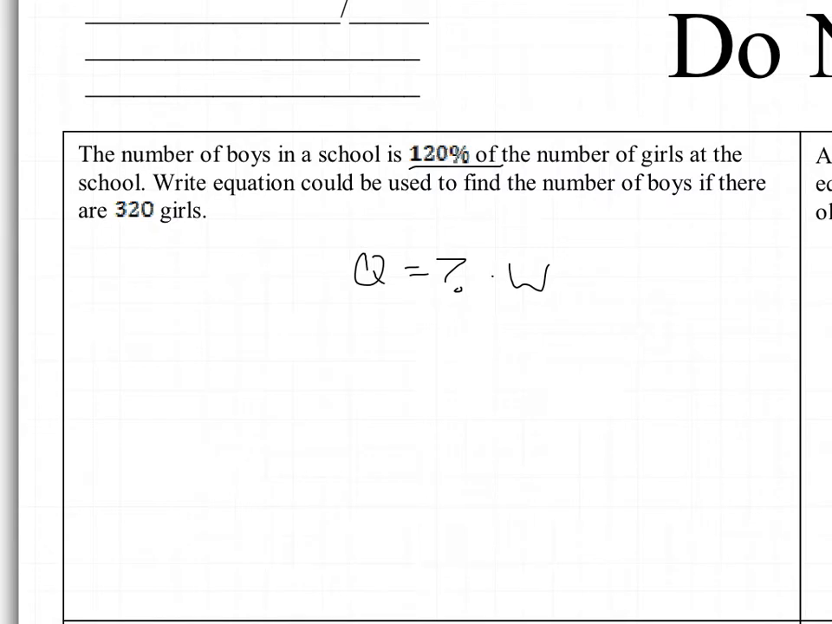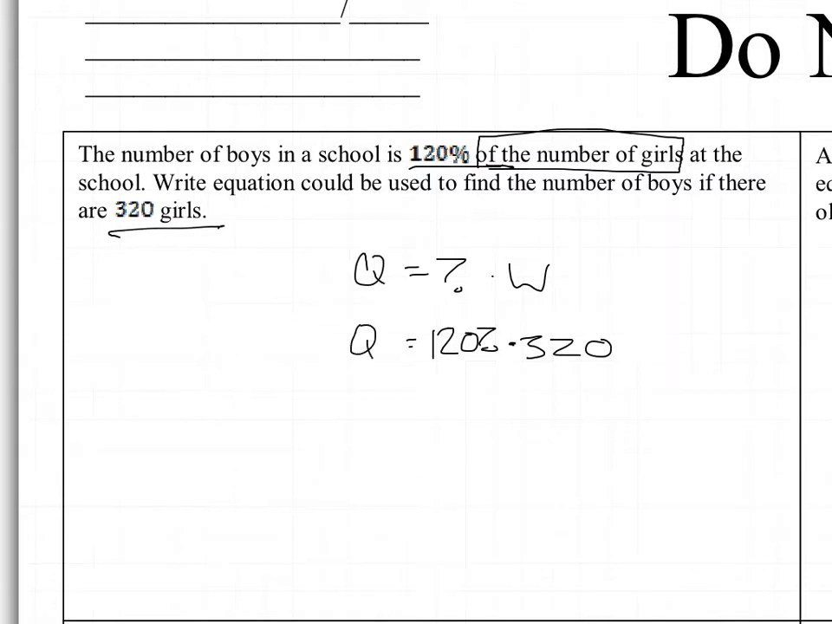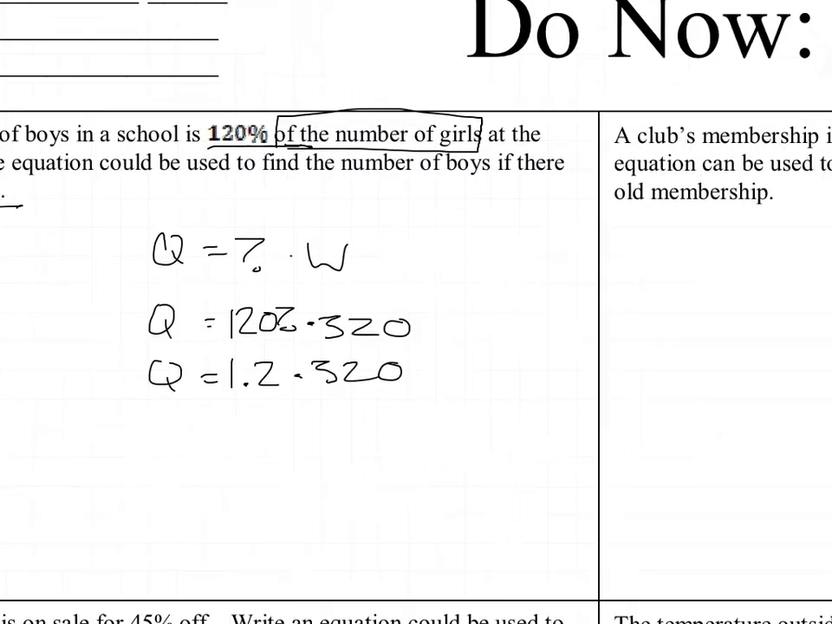An equation that could be used to find the number of boys if there are 320 girls. So percent of, remember the of tells us what the whole is, so this is of the number of girls. There are 320 girls, so the whole is 320. Our percent here is 120% because this is not a percent increase or a percent decrease. So this is a multiplication. Q is equal to 120%. Change that to a decimal, 1.2 times 320. And that's as far as I really want you to go.